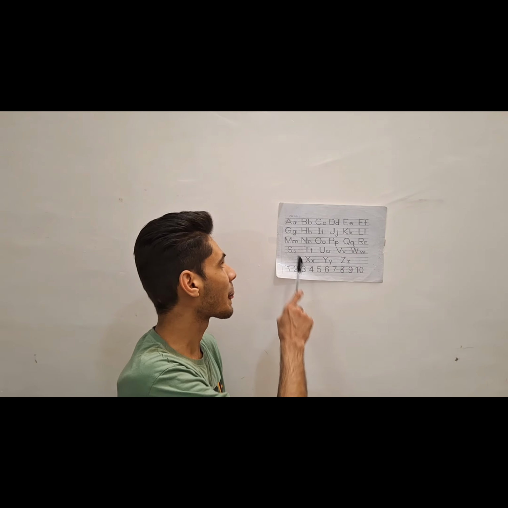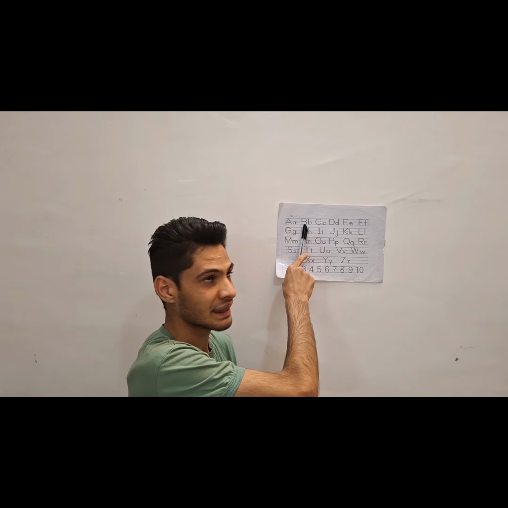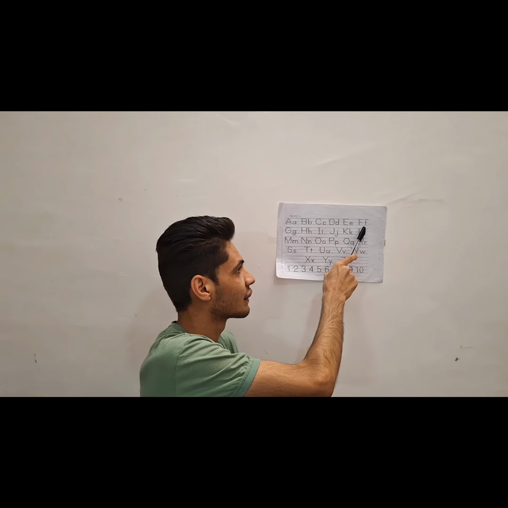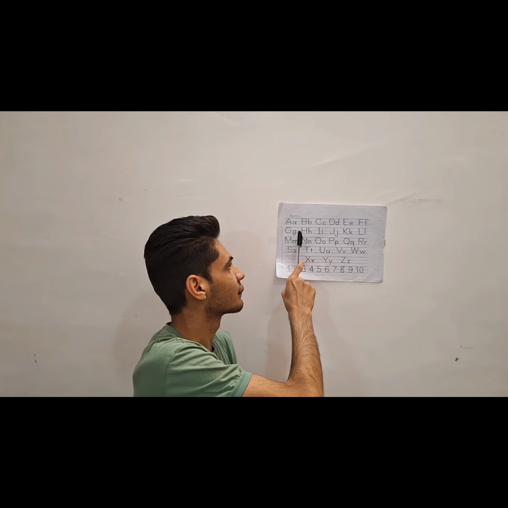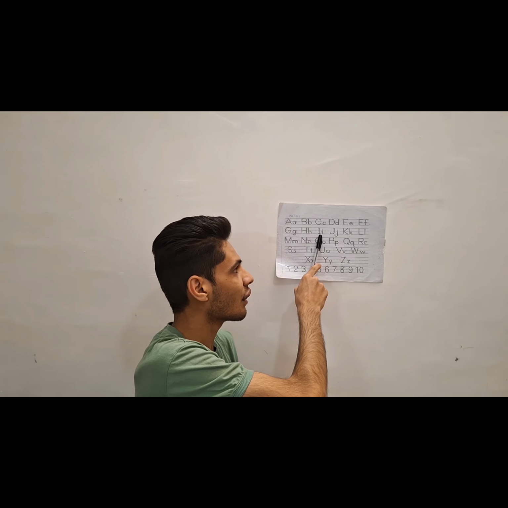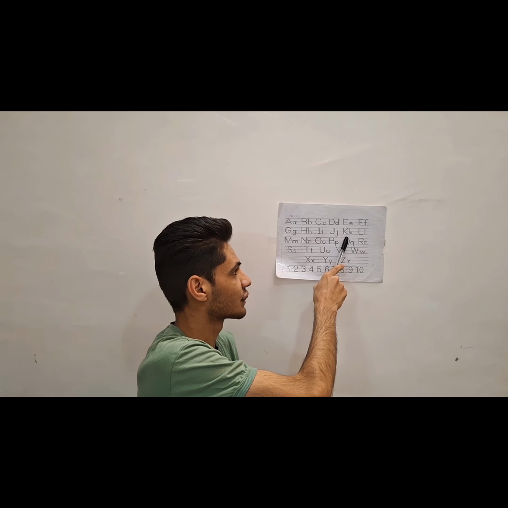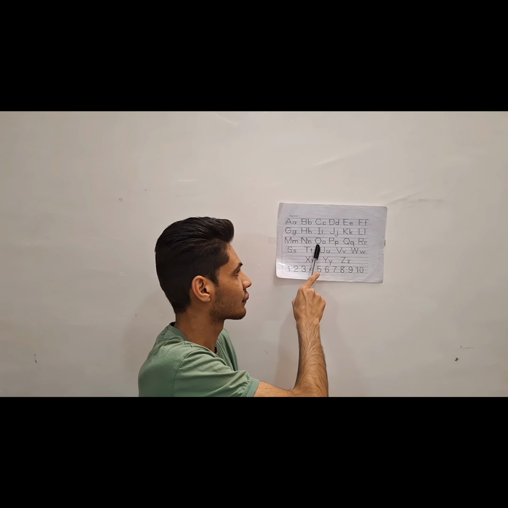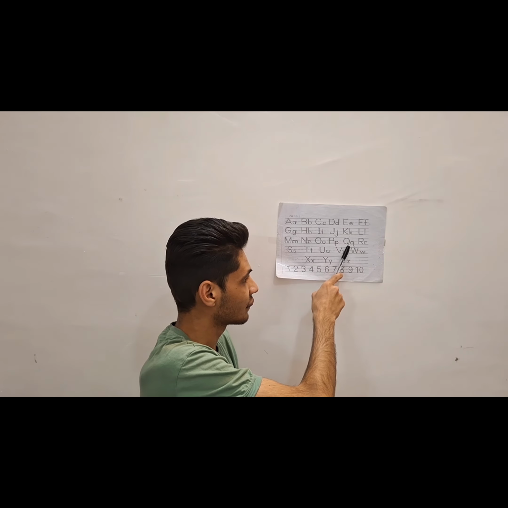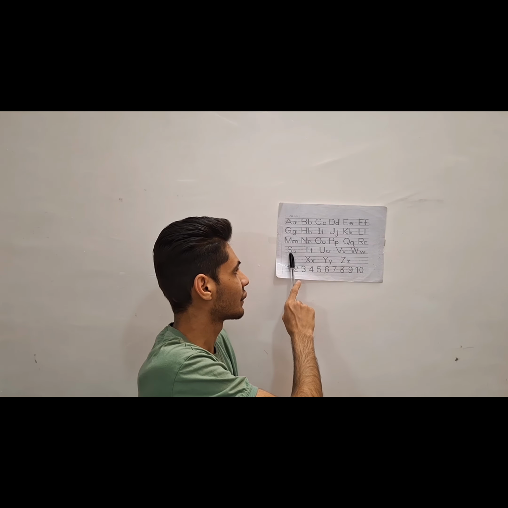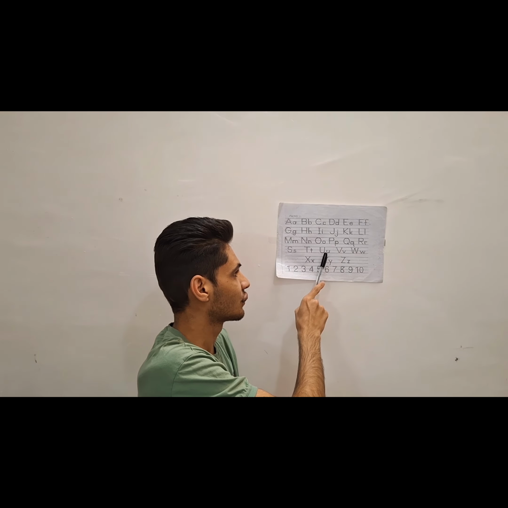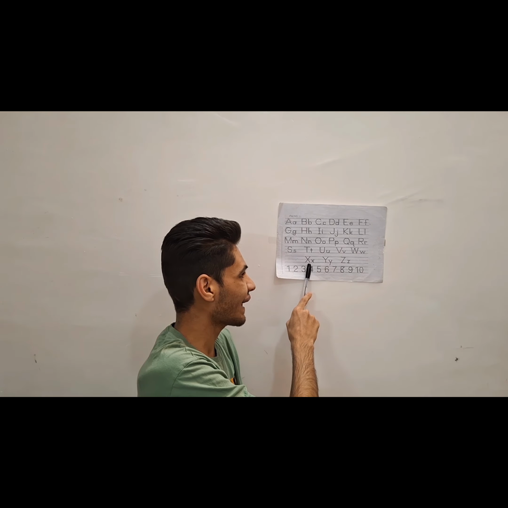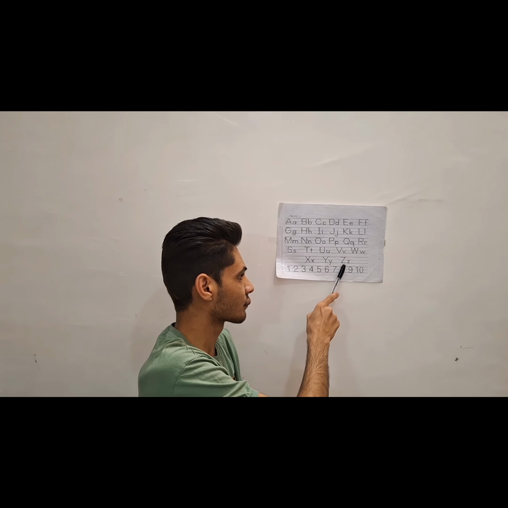English alphabet. A, B, C, D, E, F, G, H, I, J, K, L, M, N, O, P, Q, R, S, T, U, V, W, X, Y, Z.